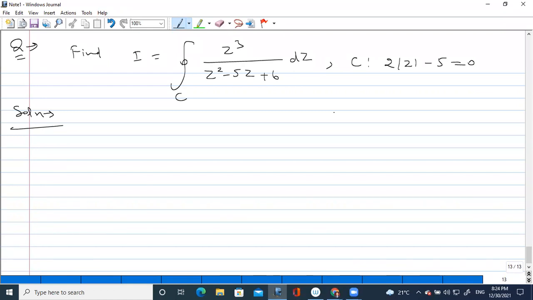Got it, sir. No, sir. No. Why? Are you able to make the circle?